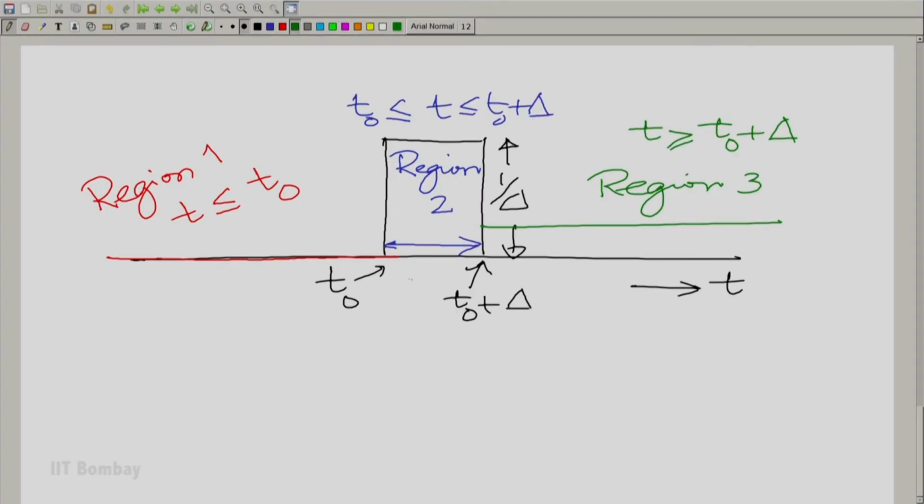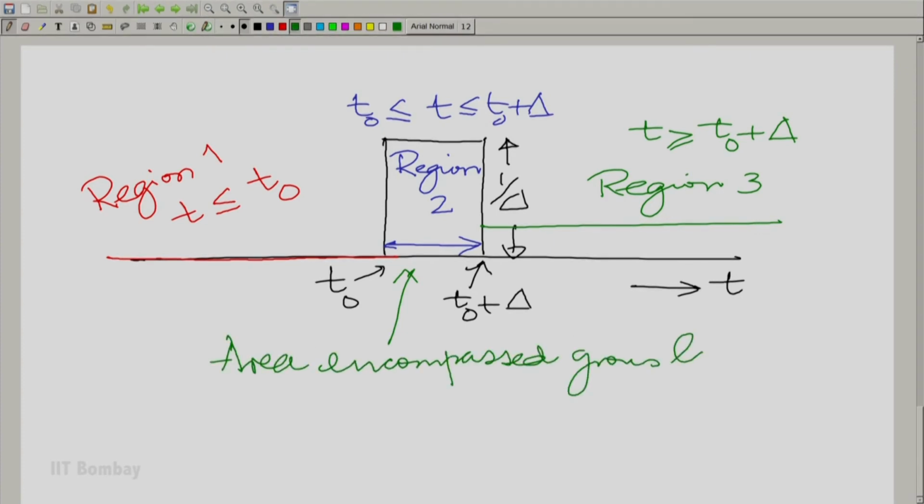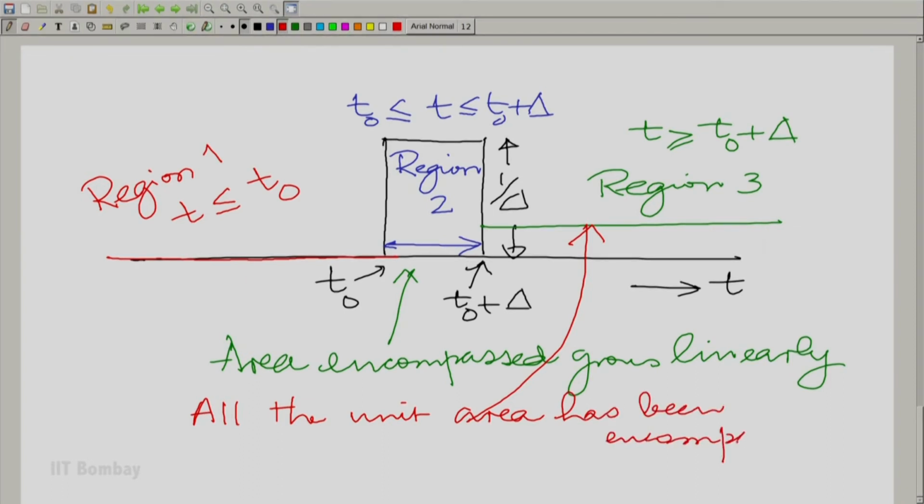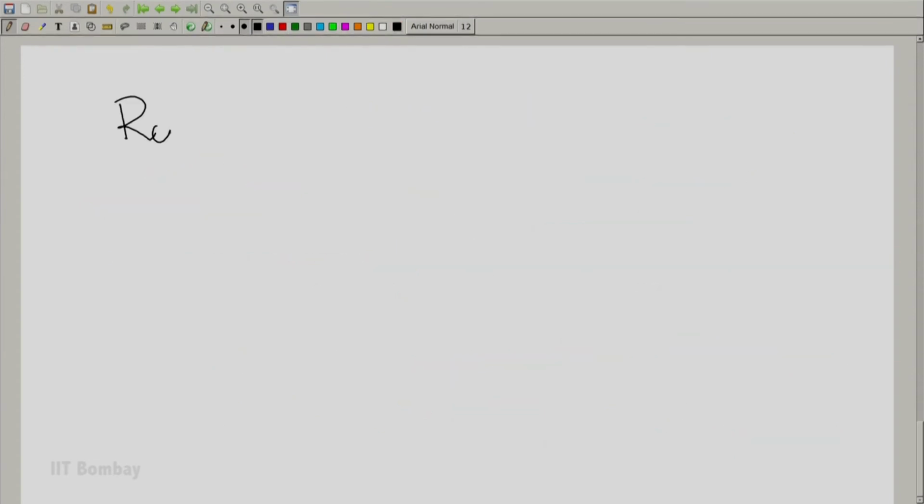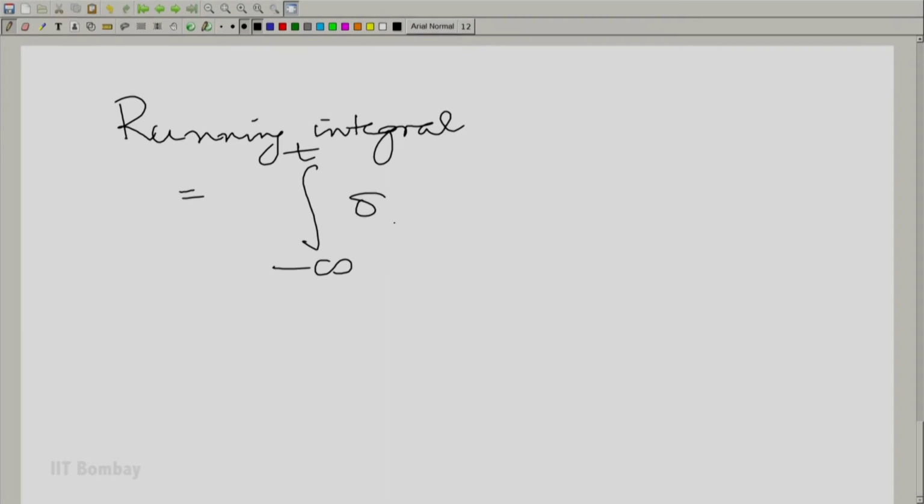Let us look at it. So, in region 2, the area encompassed grows linearly, and finally, in region 3, all the unit area has been encompassed, and therefore, we can now draw the running integral. So, the running integral is the integral from minus infinity to t of delta(lambda minus t0) d lambda, and can be drawn as follows.